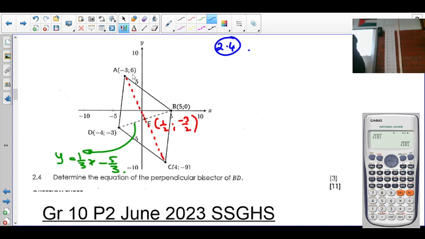Thank you. Okay, so in 2.4 they asked you to calculate the equation of the perpendicular bisector. So perpendicular means to say it stands at 90 degrees. The bisector of AD. So in other words, the line that's going through here at 90 degrees. So we know that the gradient of BD times the gradient of the perpendicular bisector is negative 1.